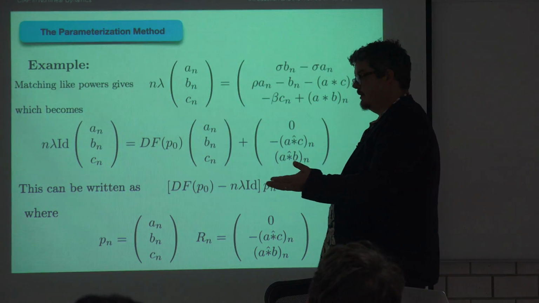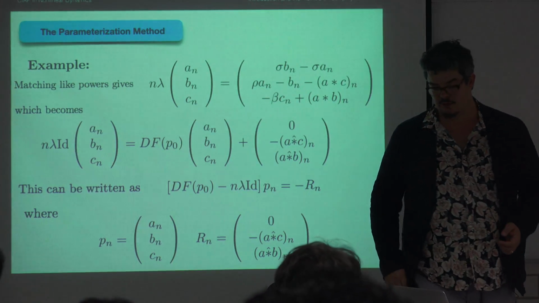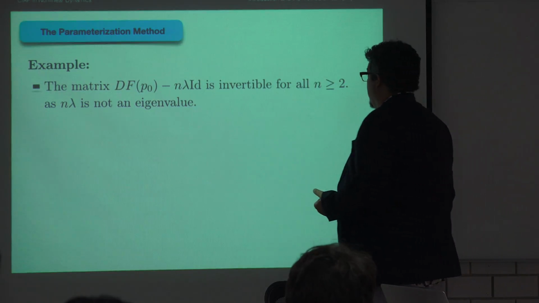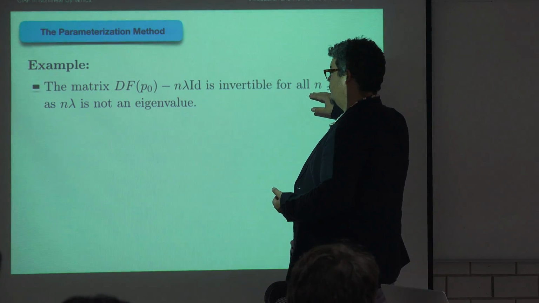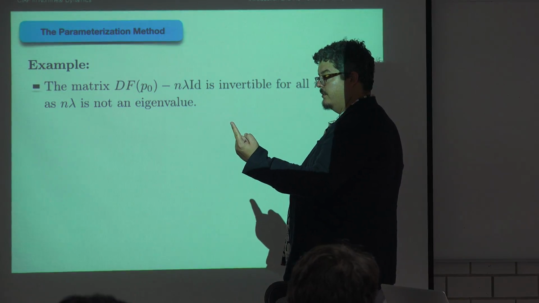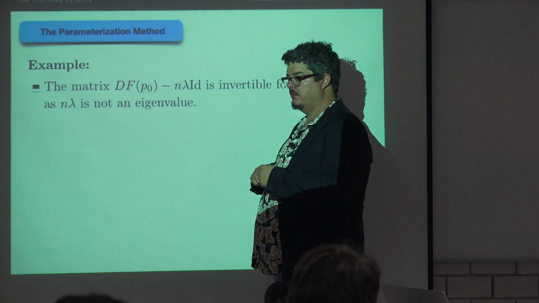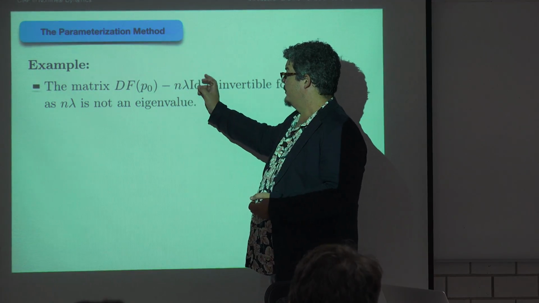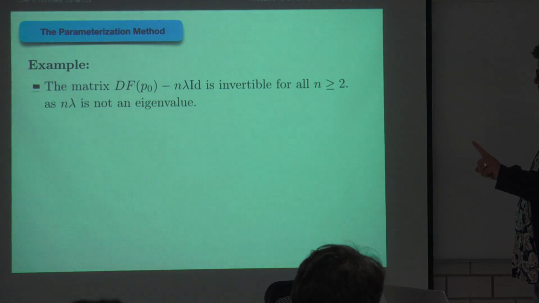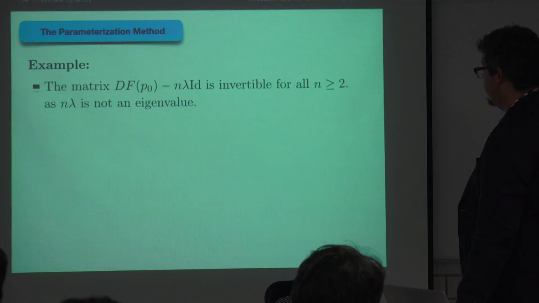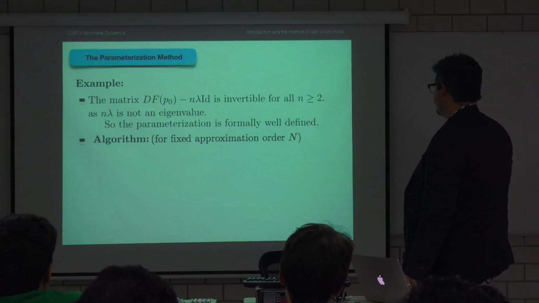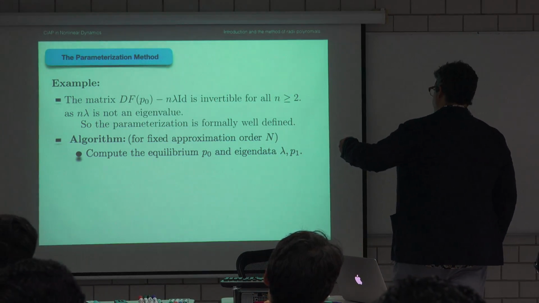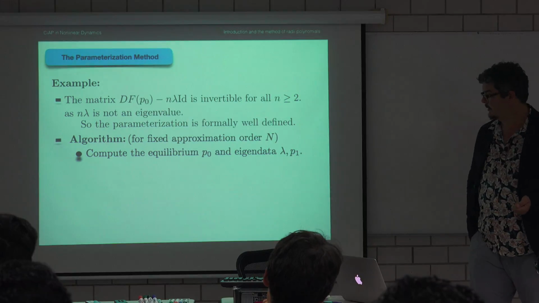Now, to your question, at least in this case, when can I solve this equation? I can solve it as long as this matrix is invertible. I'm only interested in n greater than or equal to 2. I assumed I had only one stable eigenvalue. So n times that stable eigenvalue will never be a stable eigenvalue again. Will never be an unstable eigenvalue. So this matrix is always invertible, at least in this case of one eigenvalue. So this series is formally well defined. Okay? So here's an algorithm for computing the thing to any order you want. First you find the equilibrium, the eigenvalue, the eigenvector.